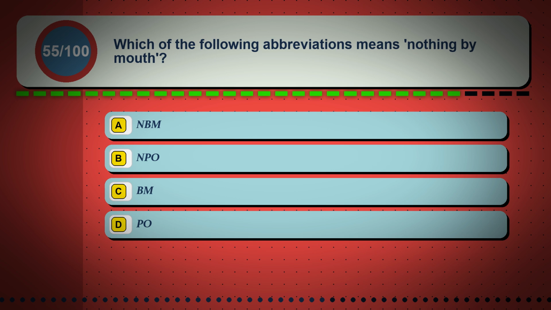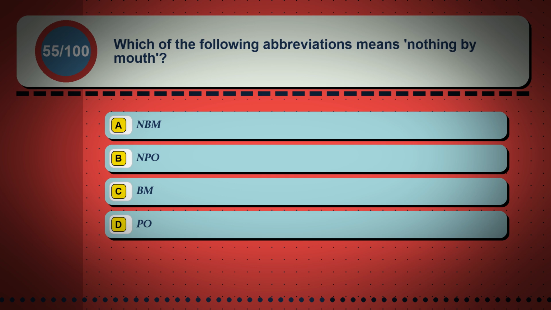Question 55. Which of the following abbreviations means nothing by mouth? Option A. NBM. Option B. NPO. Option C. BM. Option D. PA.